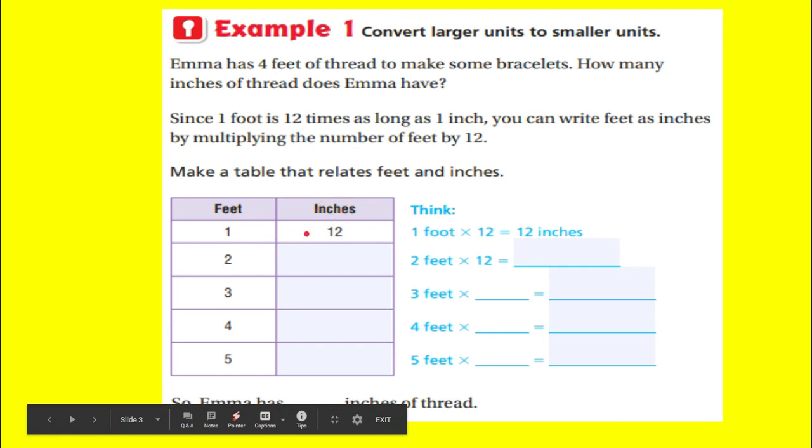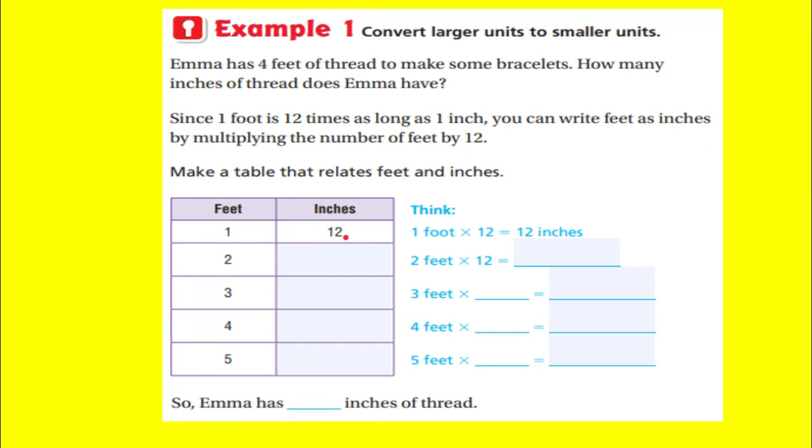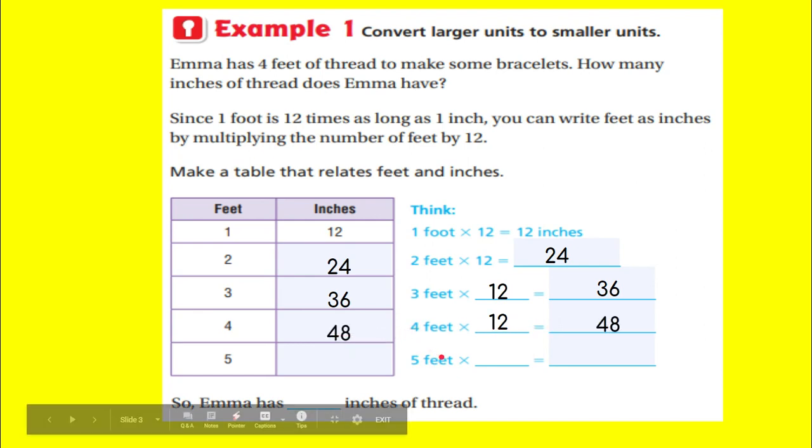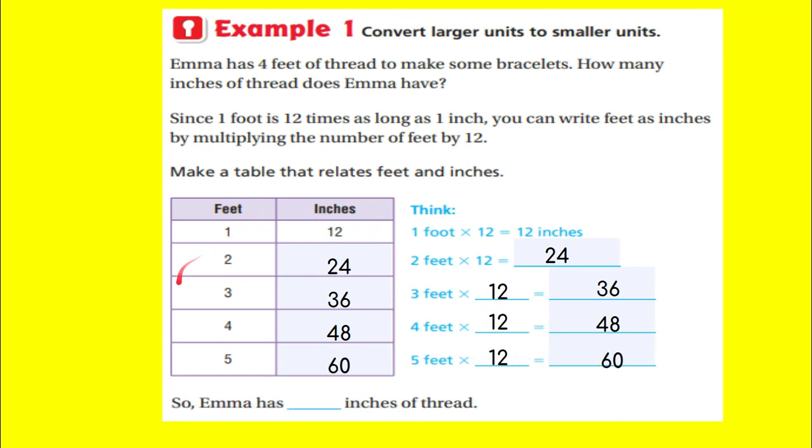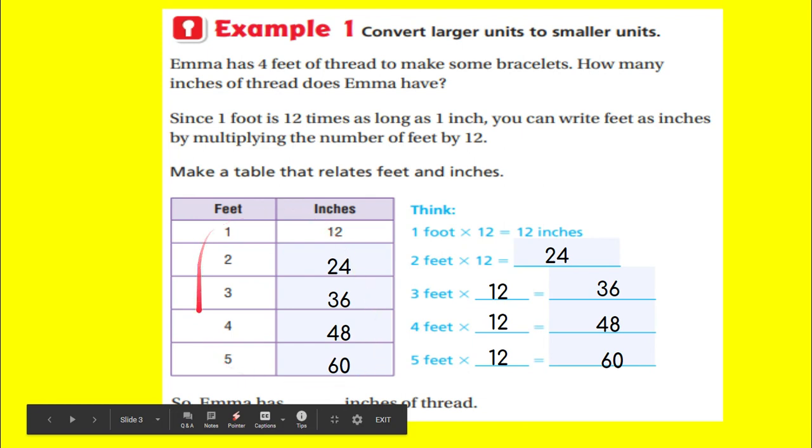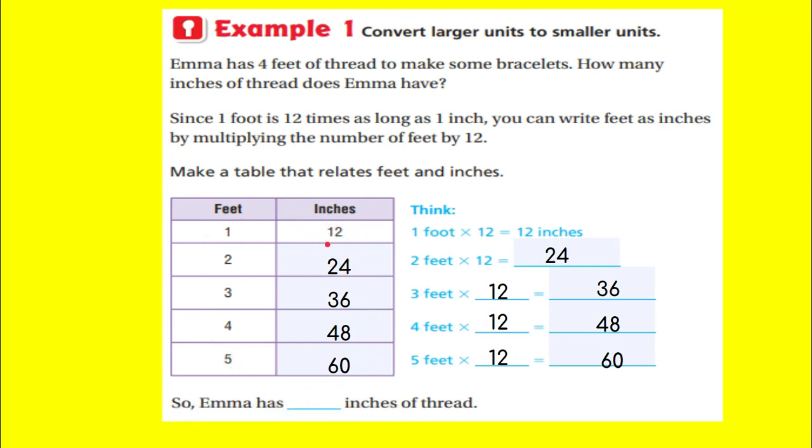1 times 12 equals 12. How about 2 times 12? Well, that equals 24. So I'm going to go ahead and put it in my chart. 3 times 12 equals 36. Plug it into your chart. 4 times 12 equals 48. And 5 times 12 equals 60. So again, all we're doing is a big multiple chart. We're doing the multiples of 12.